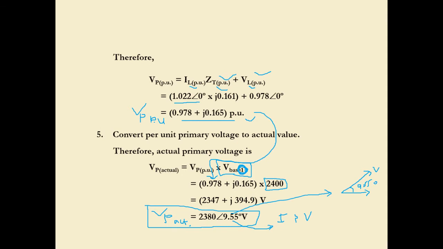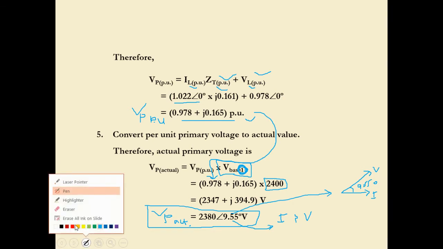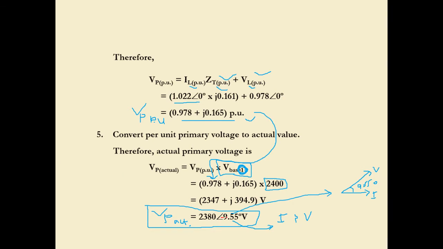So this is I. If the answer is negative, like this, we know that V is underneath I by a negative 9.55. Here, this is I, this is V, for the negative, the red color one. And here, let me go back to the blue color. Since V is positive, it means V is leading I.